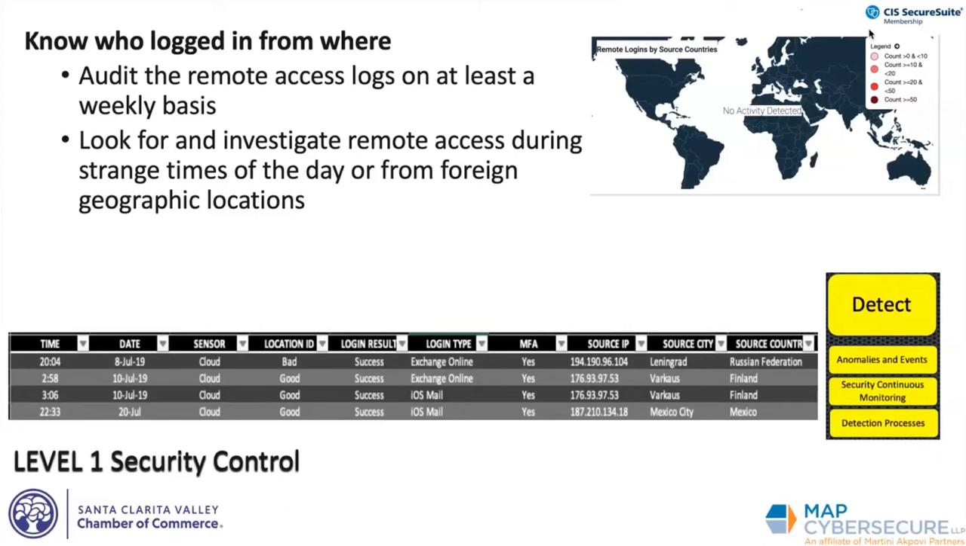So in this example down here, we can see all these successful logins from Russia, Finland, Mexico. So that tells us that there's something wrong because we don't have anybody working from home in those geographies. And we want to have some sort of report on the top right, like this example here that shows that there were 0 logins from foreign countries. So it's very important to audit this on at least a weekly basis. And again, it only takes a few minutes because there's not going to be that much activity over the course of a week. And specifically look for and investigate any remote access during strange times of the day or from foreign geographies that you don't recognize.